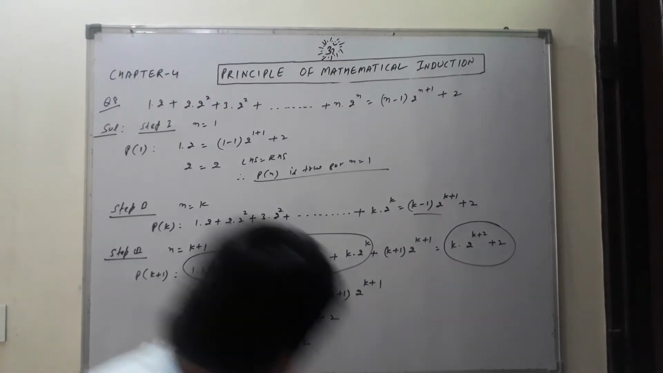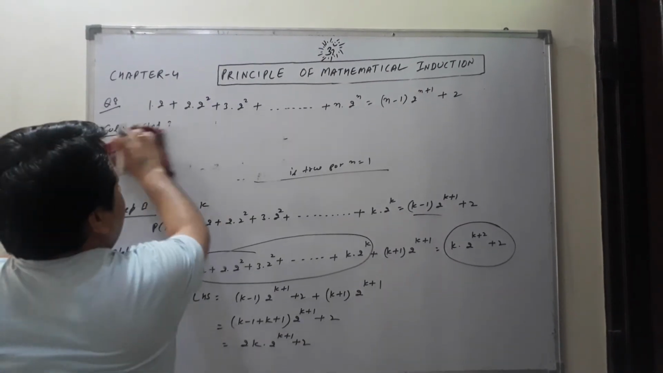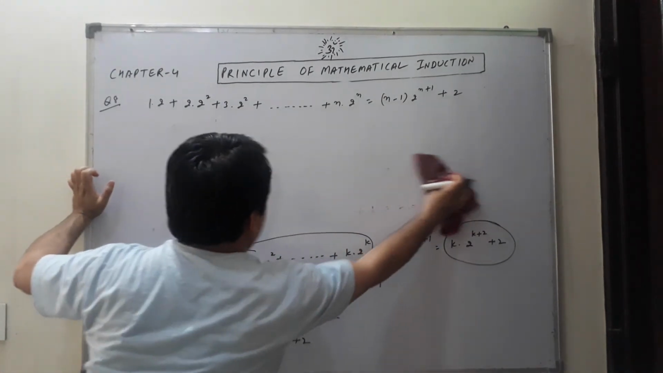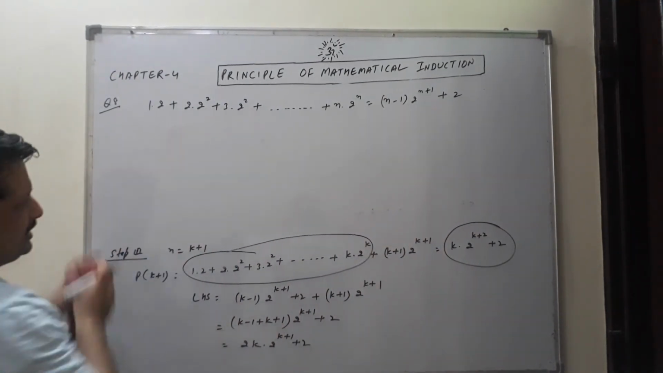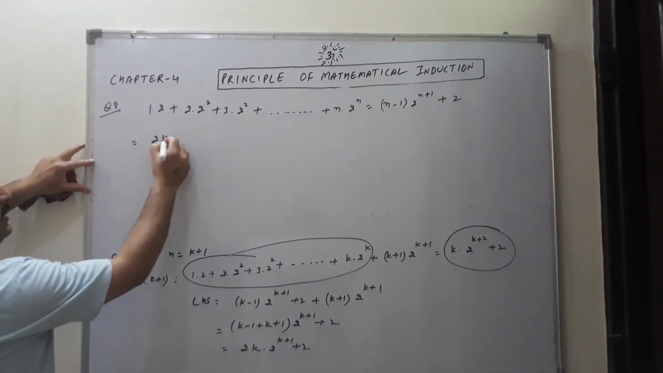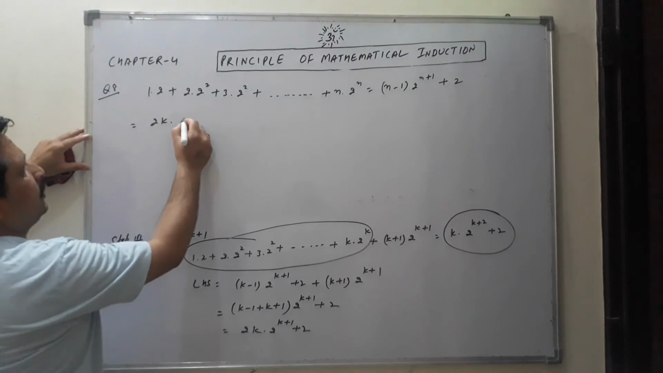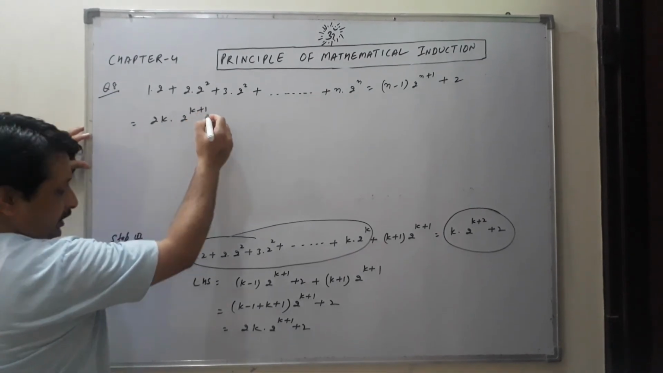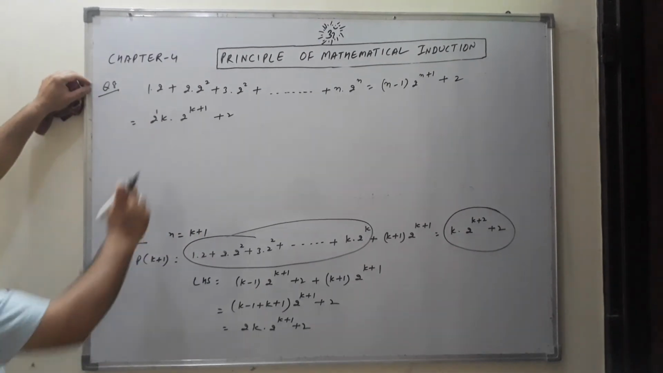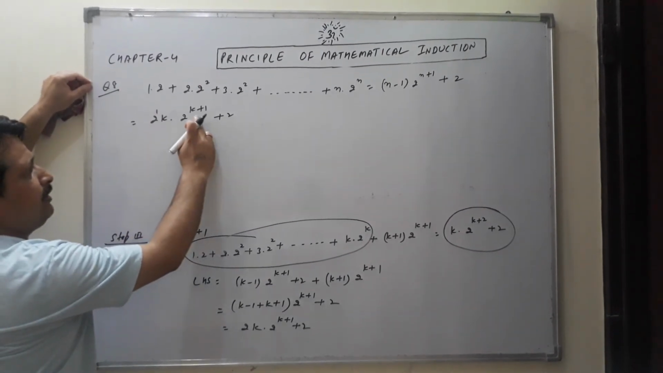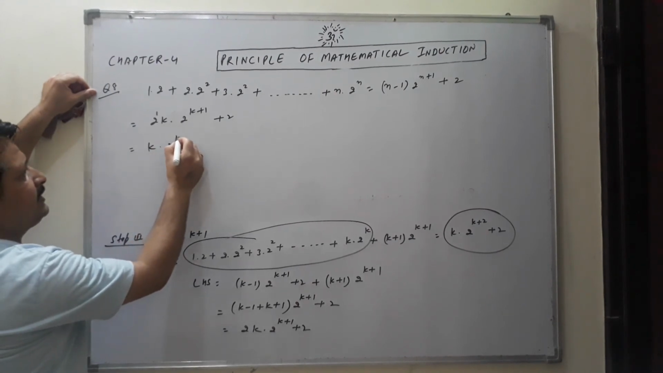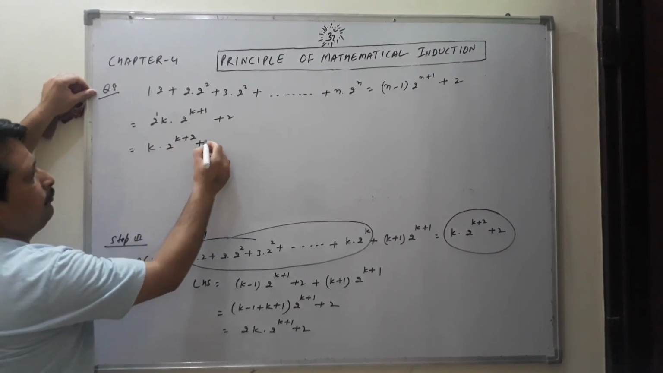So let us see. Here we will solve it once again, and you will see, students, the left hand side will come as equal to the right hand side. From there, again I am going to write this step here: 2k into 2 to the power (k plus 1), plus 2. Here 2 is to the power 1. You know the bases are the same, so powers will be added, and it will come as k into 2 to the power (k plus 2), plus 2.